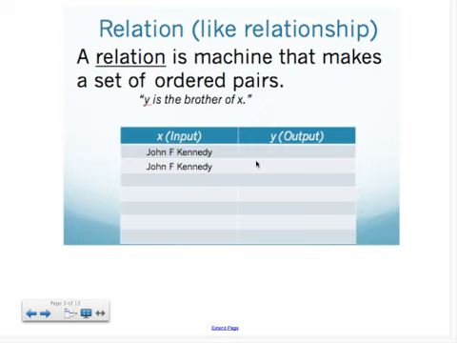So John F. Kennedy, for example, could go into the machine, and if I'm going to pair x with its brother, then I could write Robert F. Kennedy. But John F. Kennedy had more than one brother, so if I put him back into the machine, I could get out Ted Kennedy. Okay, so a relation: a machine that creates ordered pairs.